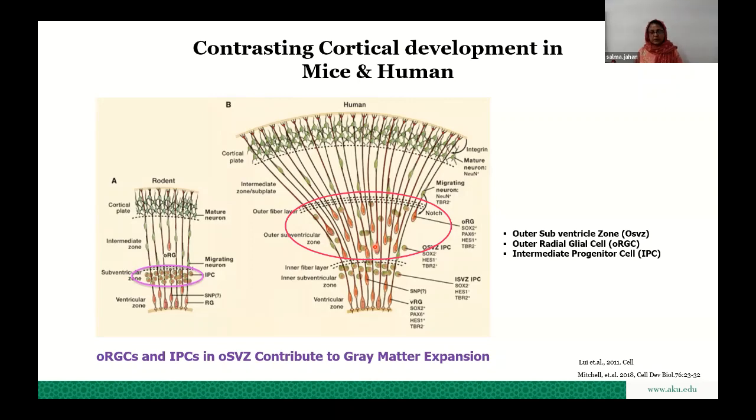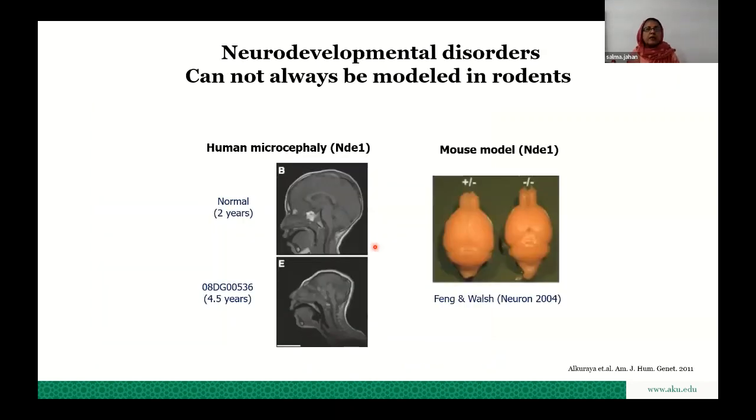So some diseases, for example microcephaly, we cannot study using the mouse brain. It's not a good model system. As you see, this microcephaly happens because of a mutation in the NDE1 gene in humans, when a child is born with this mutation. So here's the left side.